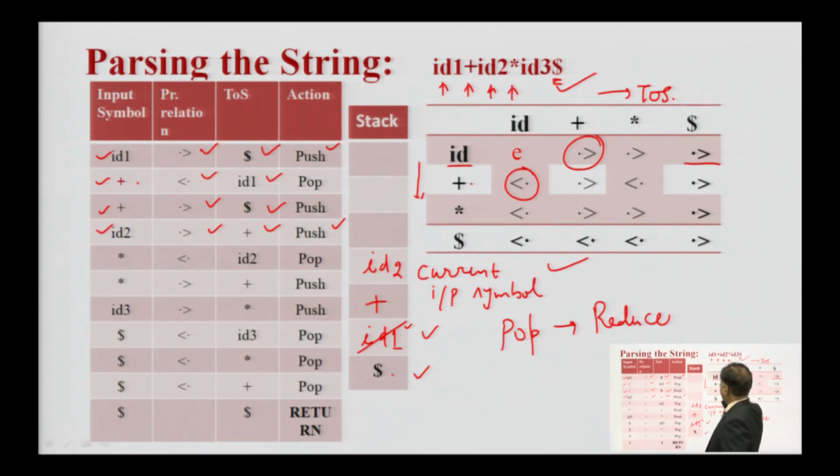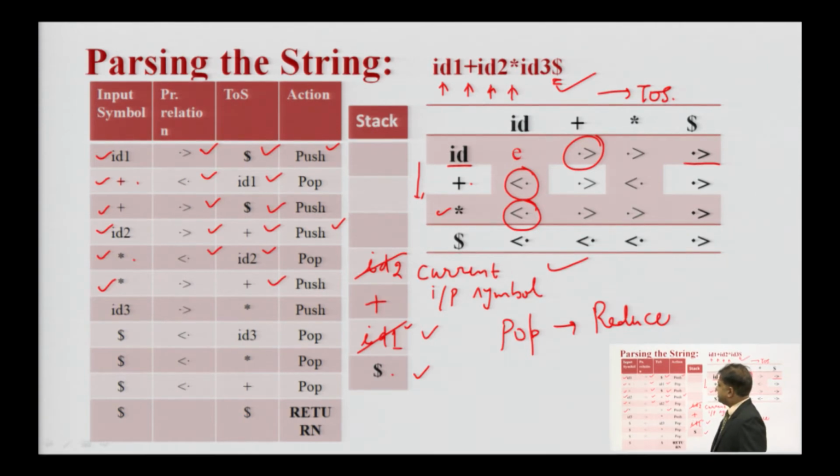So now the pointer is at the star, that is the multiplication. So I find the relation between the current input symbol and ID 2. Multiplication and ID 2, that is less precedence, right. So this is my less precedence. What does less precedence say? Pop. So I pop this. How long will I pop? Until I get a higher precedence relation with the top of the stack. So star and plus.